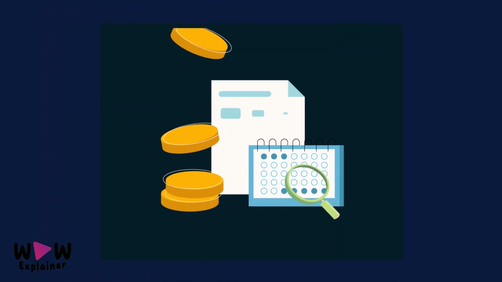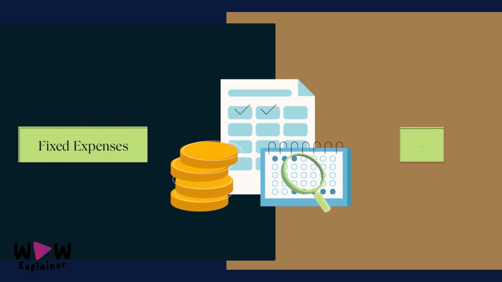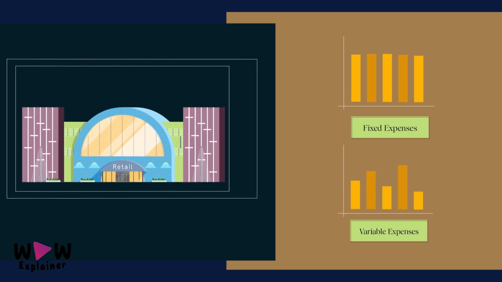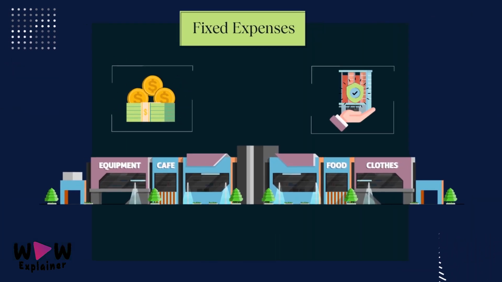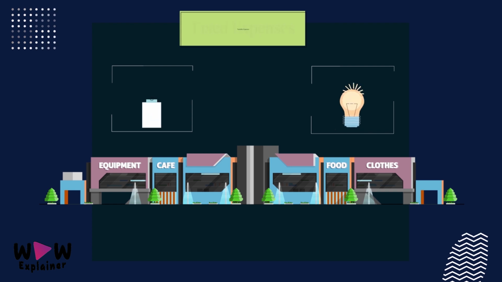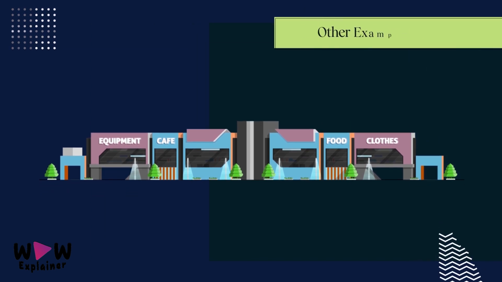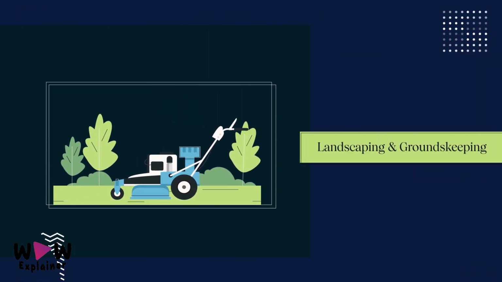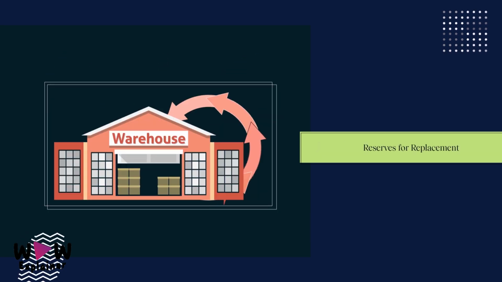The day-to-day expenses of an investment property are called operating expenses, which can be divided into fixed and variable expenses. Fixed expenses don't change with occupancy, while variable expenses increase or decrease with it. Examples of fixed expenses are property taxes and insurance premiums, while utilities and repairs and maintenance are examples of variable expenses. Other examples of operating expenses in commercial real estate include landscaping and groundskeeping, janitorial, security, management, and reserves for replacement.